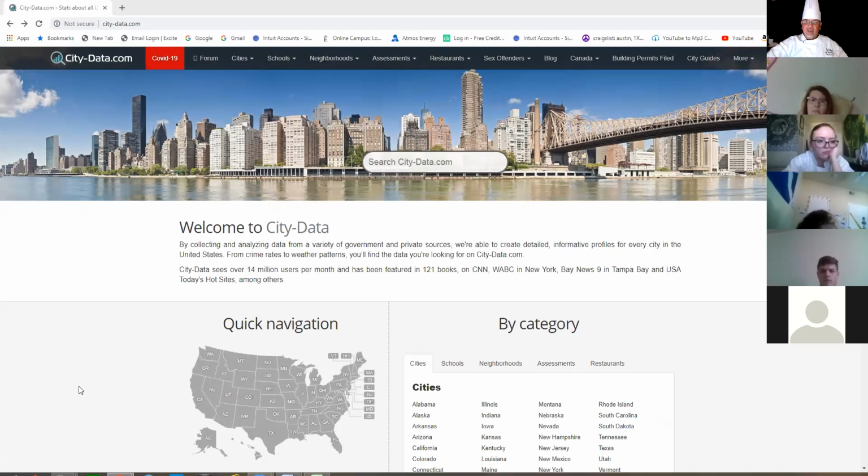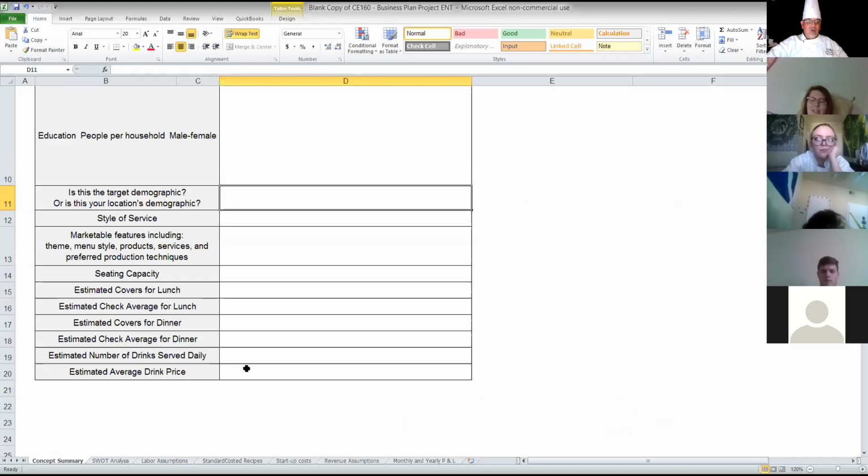We go back to the spreadsheet. Here we go. Okay. Because you're going to have to plug in all this information right here. This is your target demographic, or this is your location demographic, style of service. And for demographics, you also have to insert a tab and do a demographic section too.